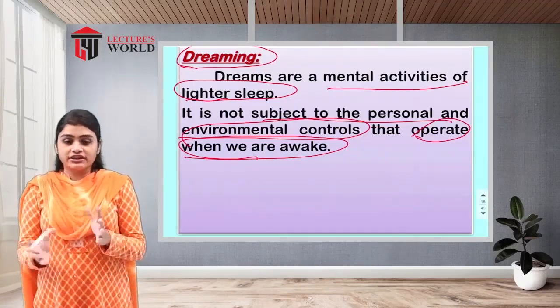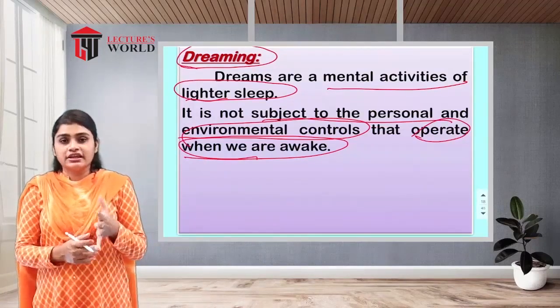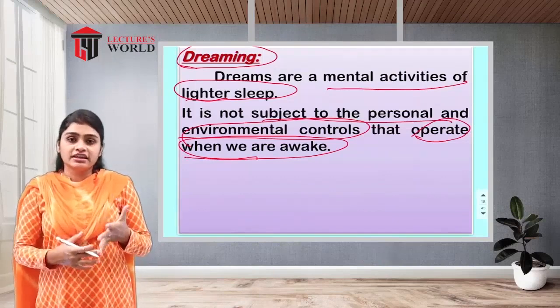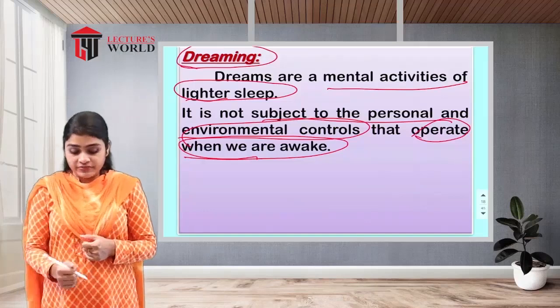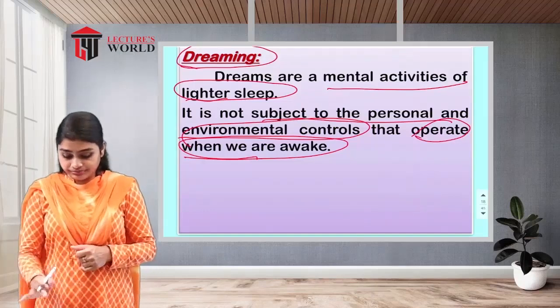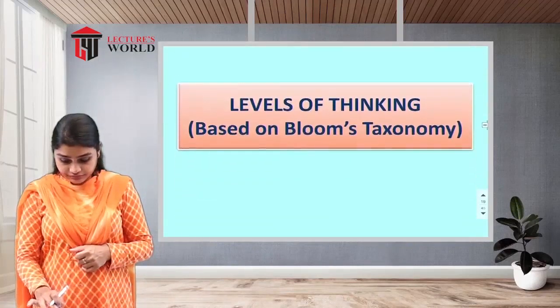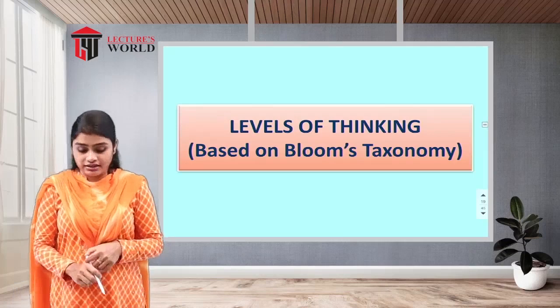So these all were the types of thinking: the perceptual thinking, the abstract thinking, or logical thinking, or we can say the controlled thinking, free thinking. After the types of thinking, the next point we have is your levels of thinking.